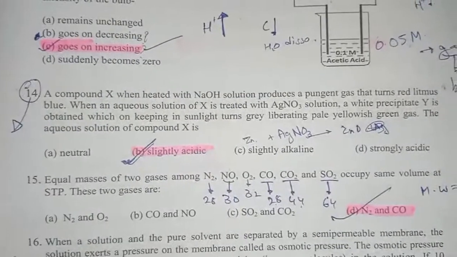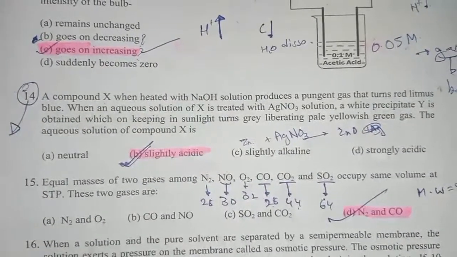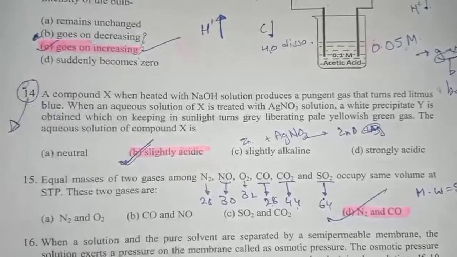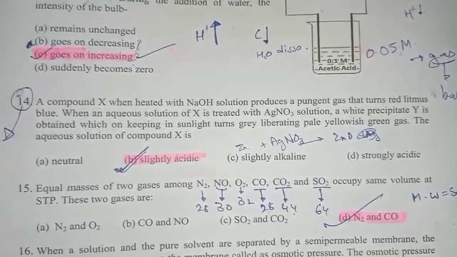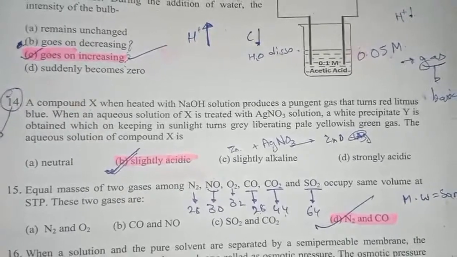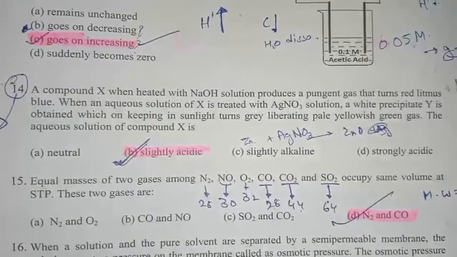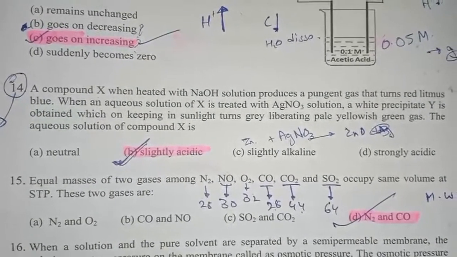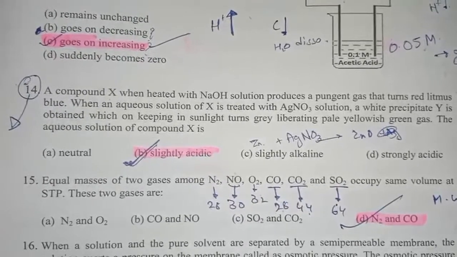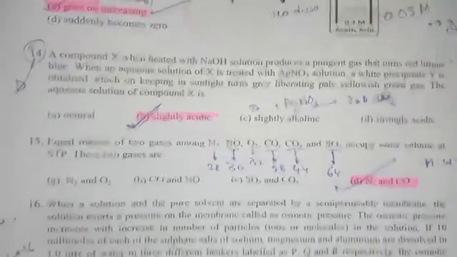Then the 14th question: a compound X when heated with NaOH solution produces a pungent gas that turns red litmus blue. When an aqueous solution of X is treated with AgNO3 solution, a white precipitate Y is obtained, which on keeping in sunlight turns gray, liberating a pale yellowish green gas. The aqueous solution of compound X is slightly acidic.